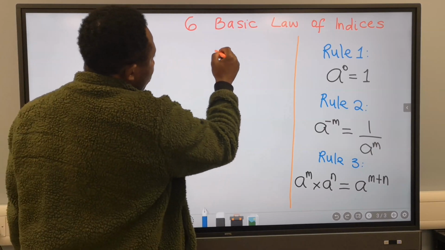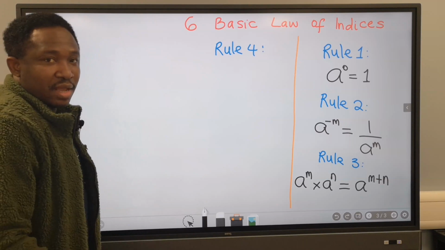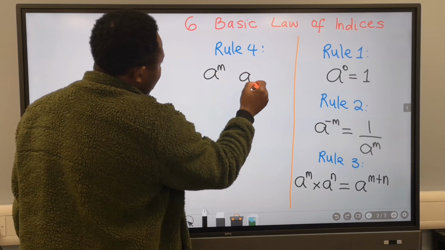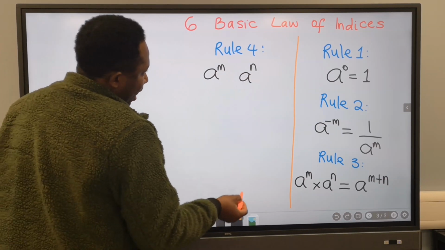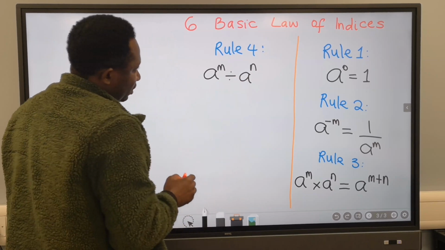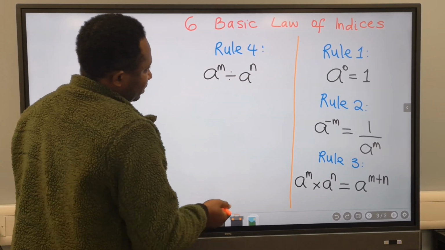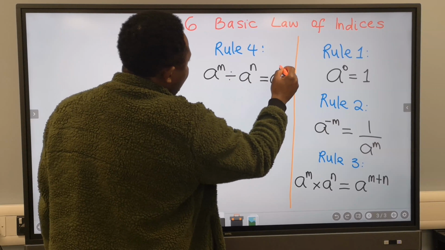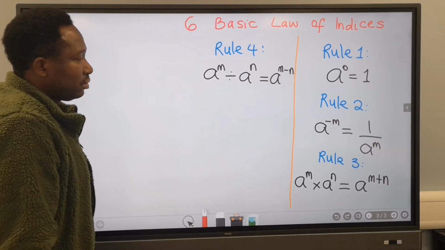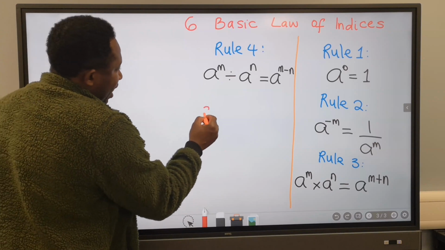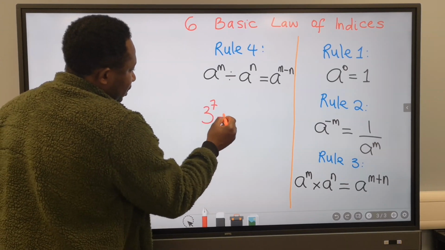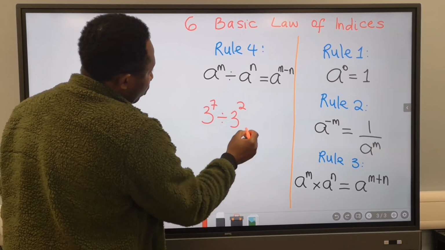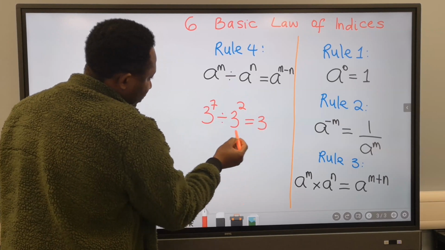Next, rule number 4. If we have a to the power of m and a to the power of n, and they are separated by division, that is, this is dividing this, the rule states that since these are the same, I will subtract the powers. For example, if I have 3 to the power of 7, divide 3 to the power of 2. According to this law, I will have 3 because they are the same.